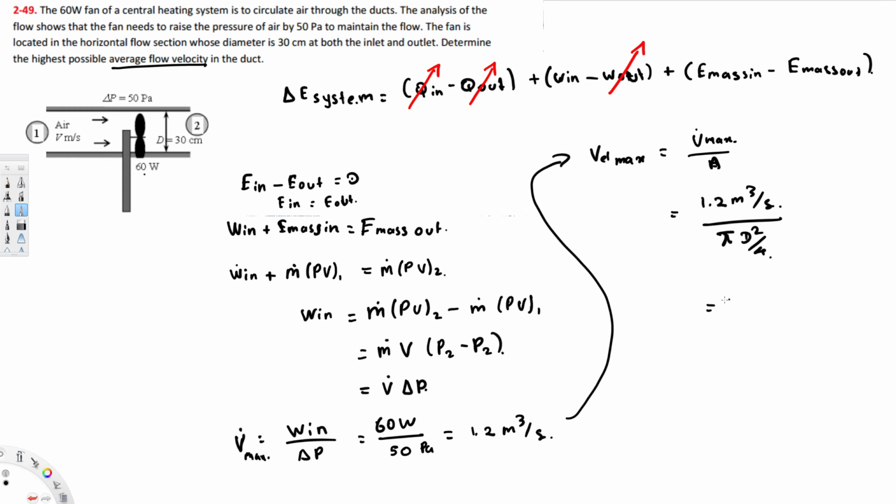So let's bring the 4 to the upper side: 4 times 1.2 divided by pi d square. Here they have given d in centimeters, so let's convert this into meters, and that's going to give us 0.3 meter, right? So we have pi times 0.3 square, and if you calculate this value, you will get 17 meter per second, and that's the maximum velocity the question is asking for.